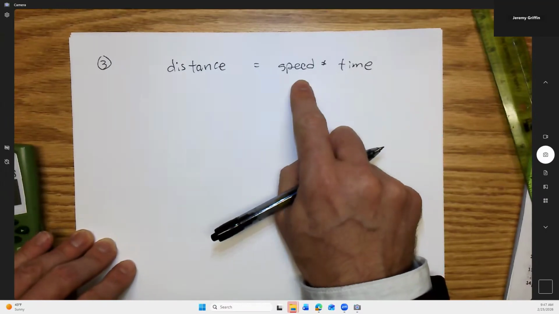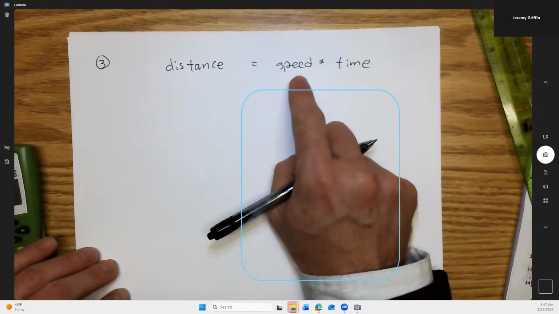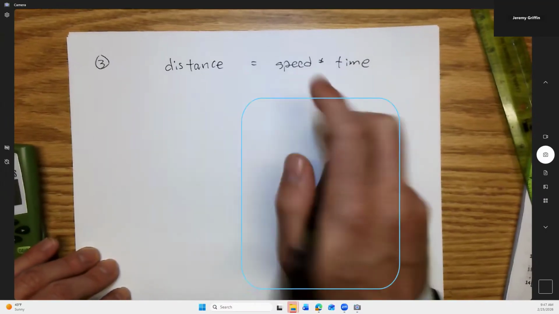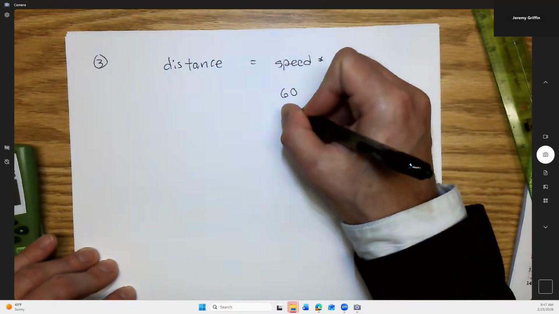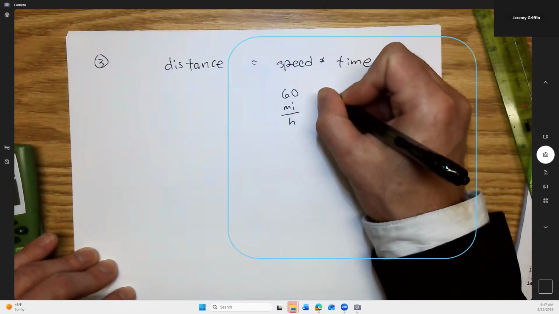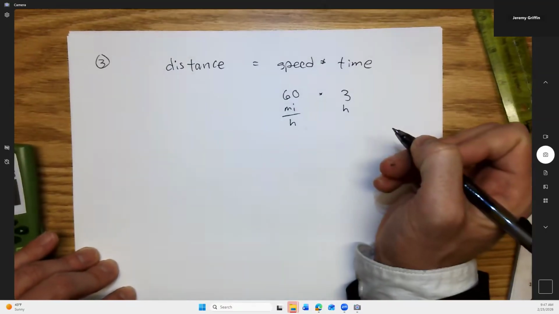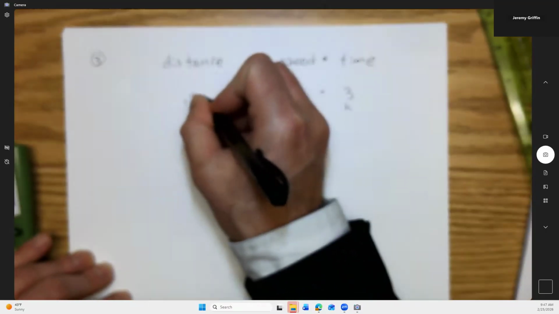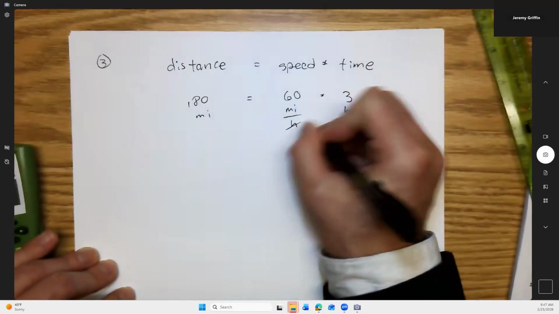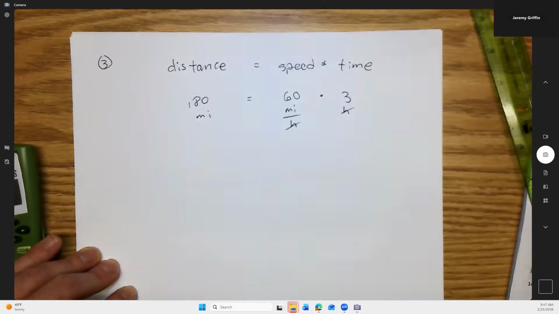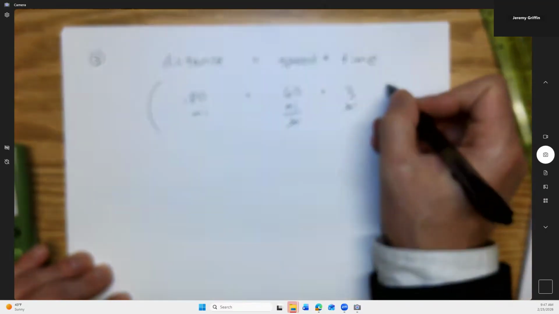Say you're driving a car. Let's do a driving example. Suppose you're driving 60 miles per hour, and you do that for 3 hours. How far have you driven? 180. Yeah, 180 miles. So that's that. That's just a little side example.